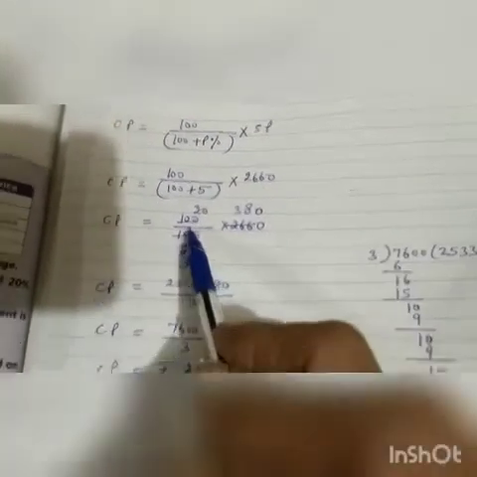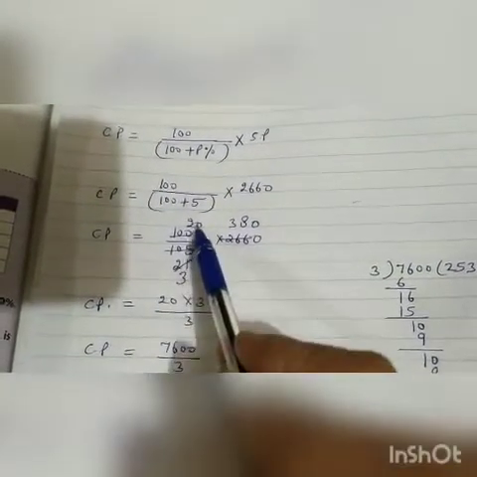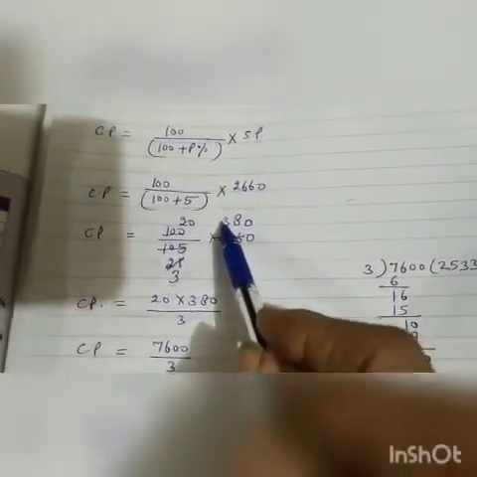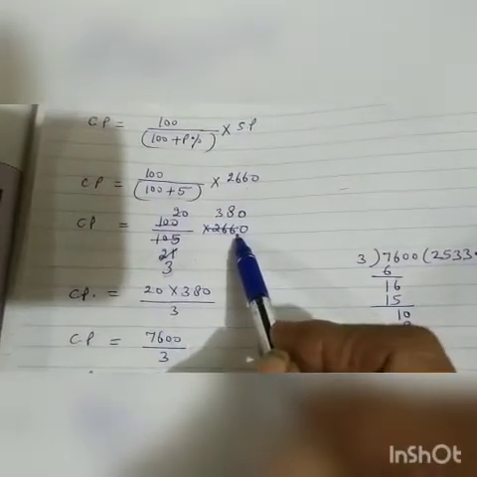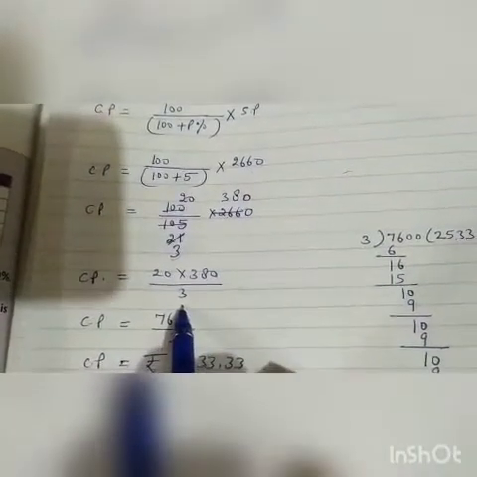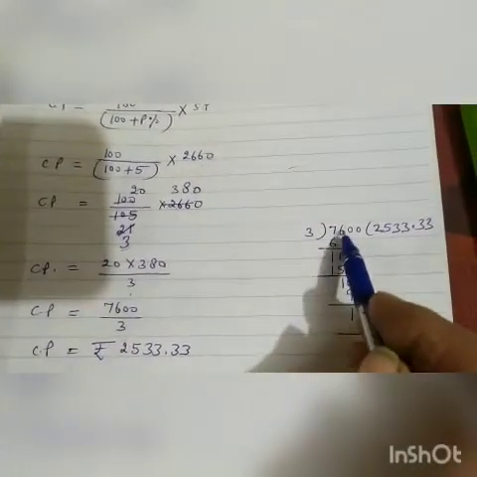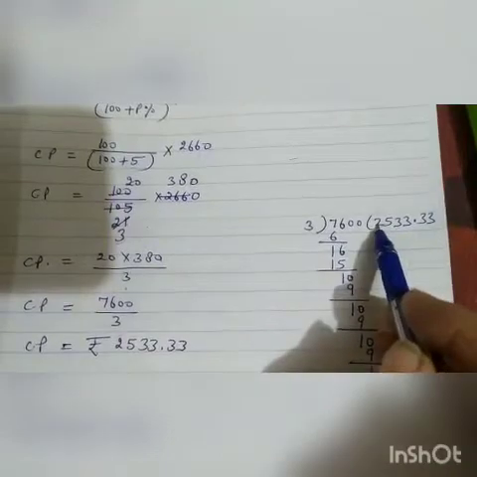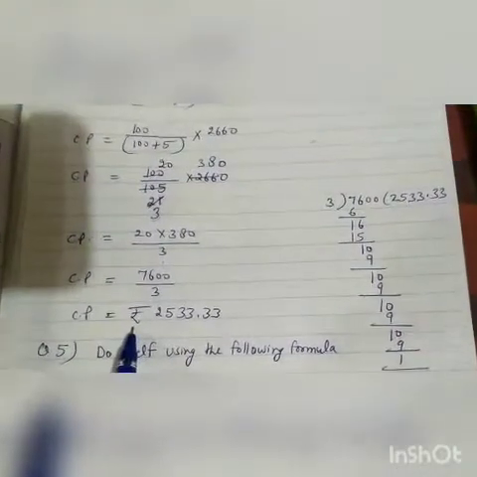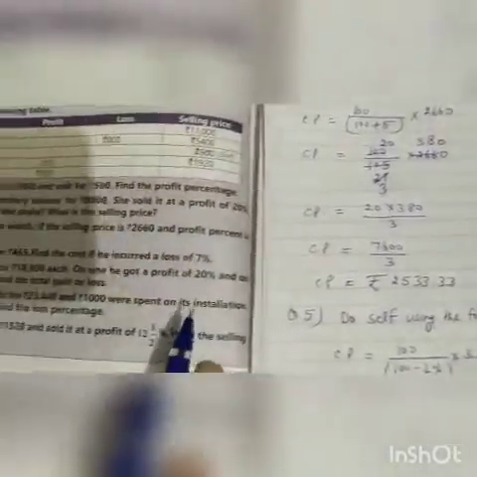See how we have simplified it. 5 twos are 10, 0. 5 ones are 5. It is 20 upon 21. Now simplify by 7. 7 threes are 21. 7 eights are 56, 0. Now 20 multiply 380 upon 3. It is 7,600 upon 3. When we divide this 7,600 by 3, we get 2533.33. So the cost price of the watch is 2533.33 rupees.